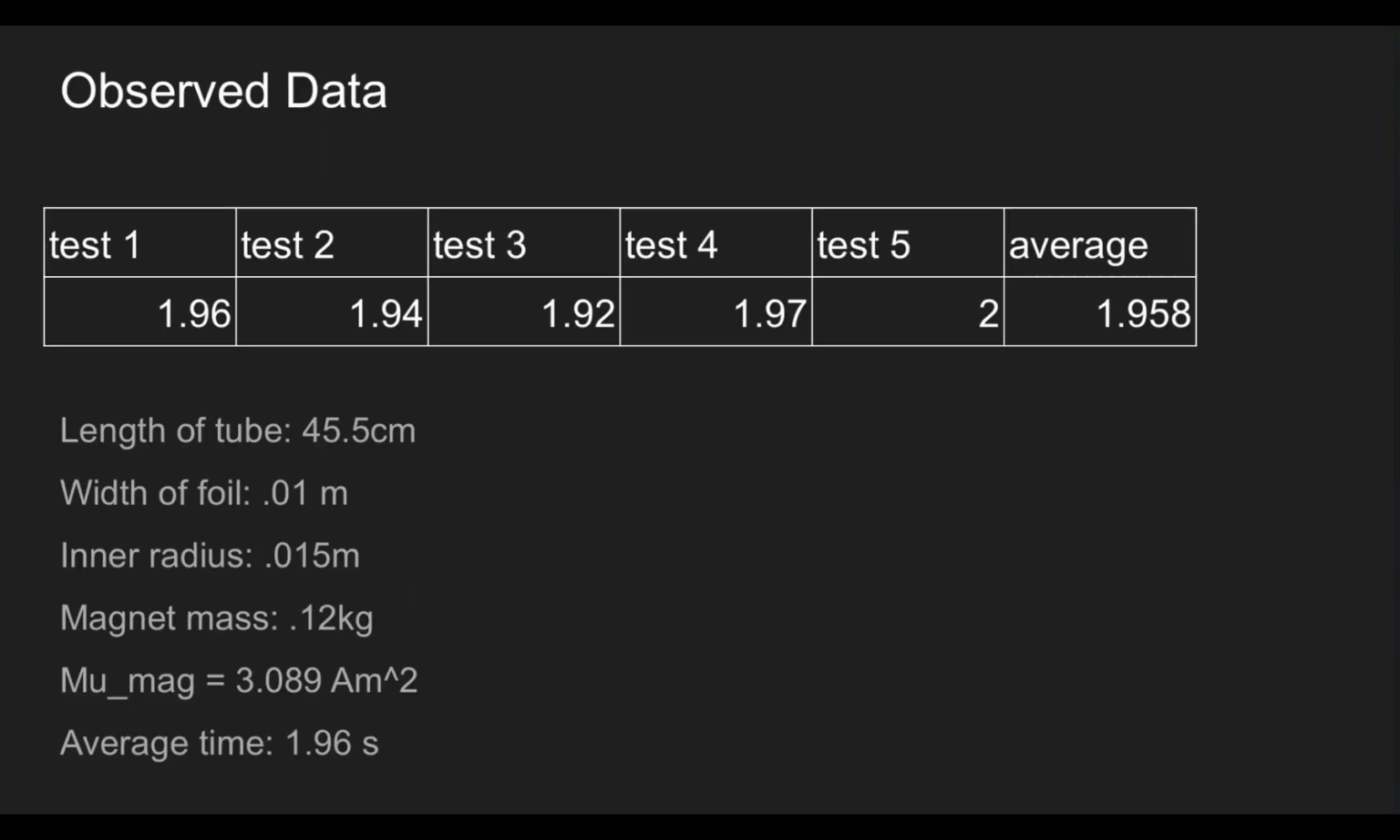The observed data shows that the average time of drop is 1.96 seconds. The length of the tube was 45.5 centimeters. The width of the foil was 0.01 meters. The inner radius was 0.015 meters. The magnet mass was 0.12 kilograms. The magnitude of the mu value was 3.089 A·m². And the average time was 1.96 seconds.